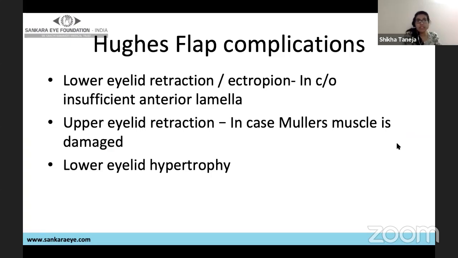In this situation, we use the adjacent skin as a flap. We can also undermine further skin and use it further. We can also do a skin graft from the postauricular area or contralateral upper eyelid. We can use this skin graft also in this situation. Since this is underneath the flap, we can place a graft also. And sometimes lower eyelid hypertrophy occurs. In that situation, the patient might need some debulking also in future.